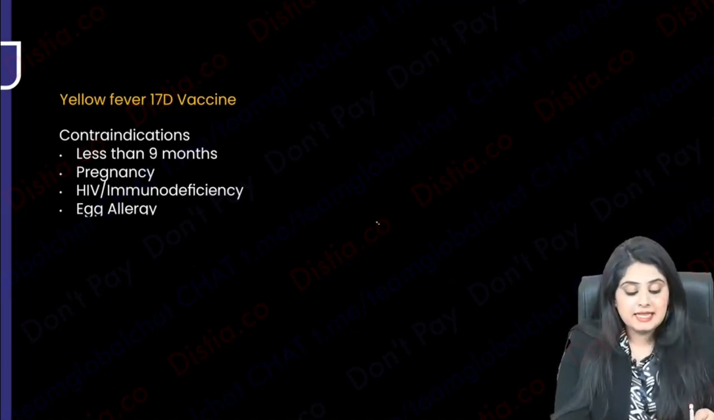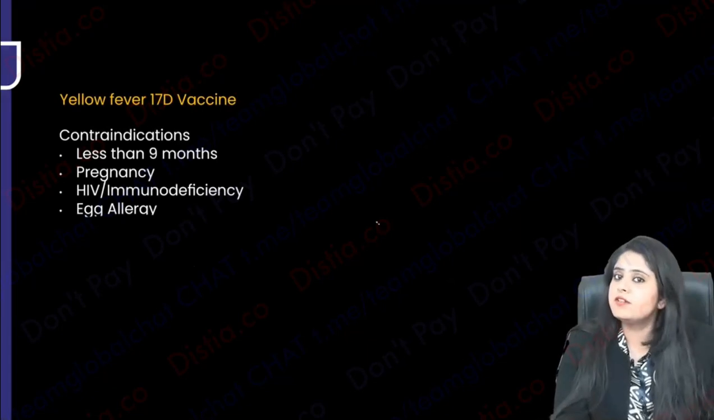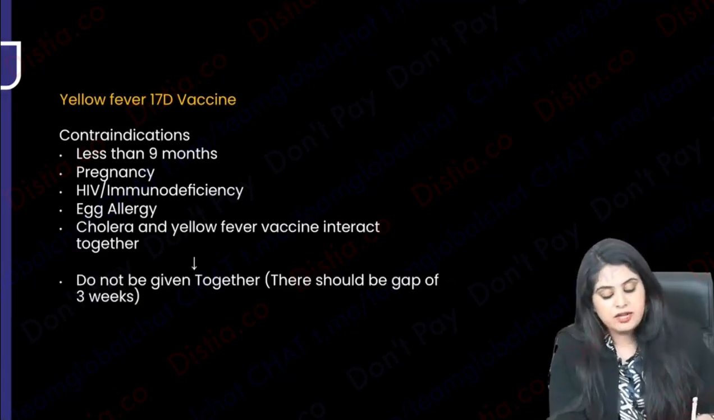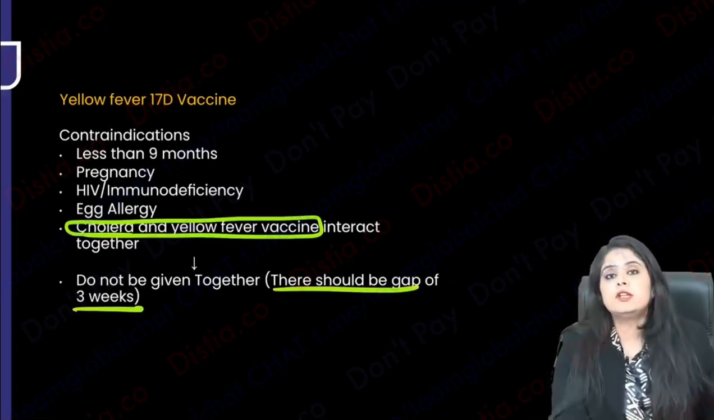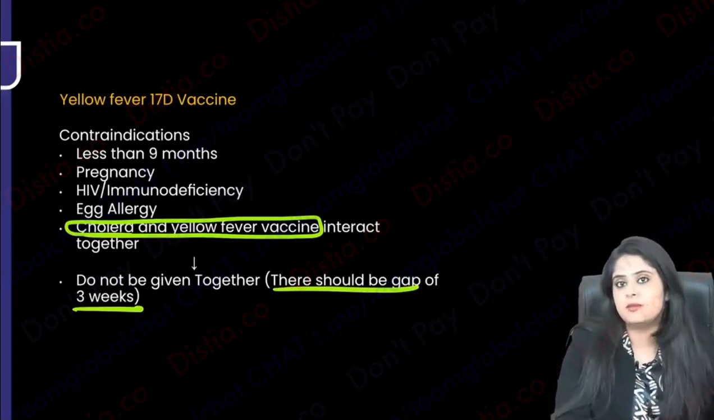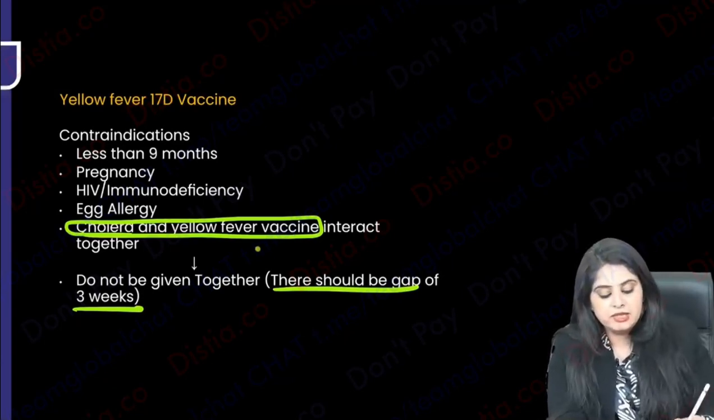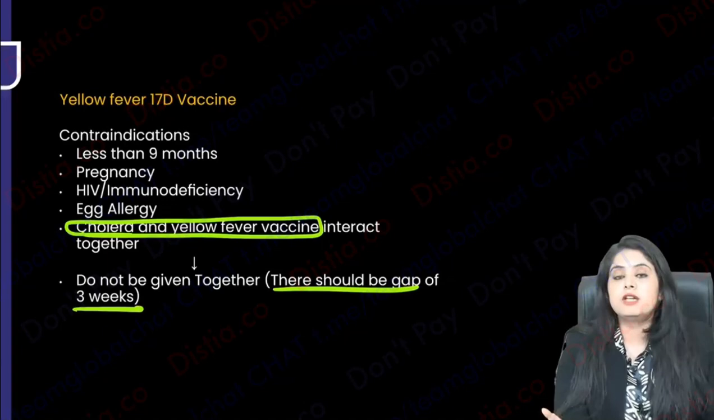One more thing. Can the yellow fever vaccine end up interacting with some other vaccine so that these two vaccines are never to be given together? Yes, that is the cholera vaccine. Cholera and yellow fever vaccine interact together, so make sure there is a gap of 3 weeks between them. If someone has received cholera, do not give yellow fever before 3 weeks. If someone has received yellow fever vaccine, do not give cholera before 3 weeks. So please remember, the gap between these two vaccines has to be maintained for 3 weeks as they interact with each other. Done with Japanese encephalitis, done with yellow fever.